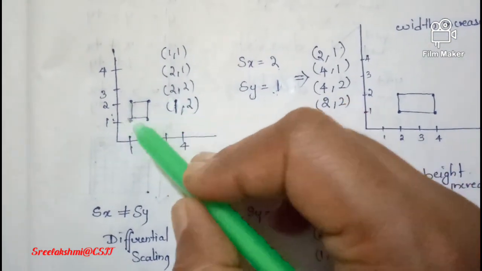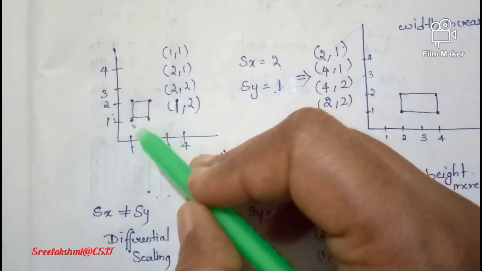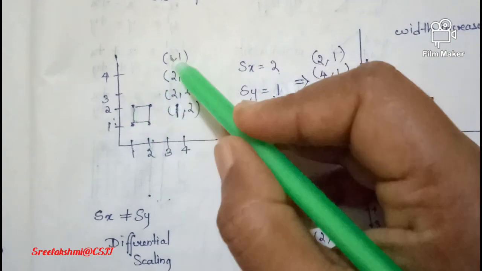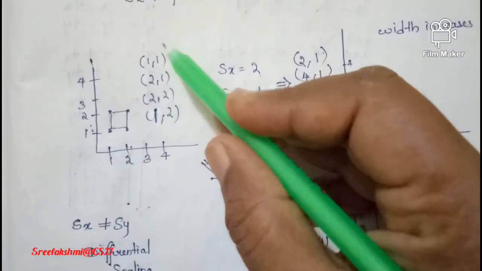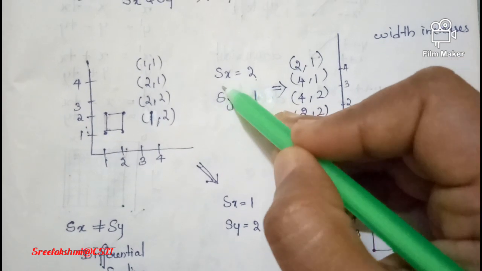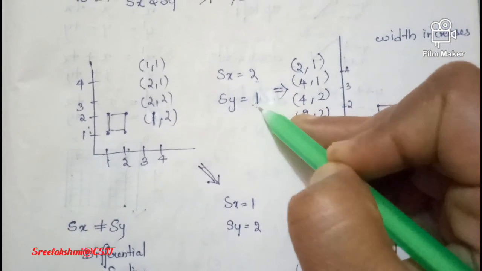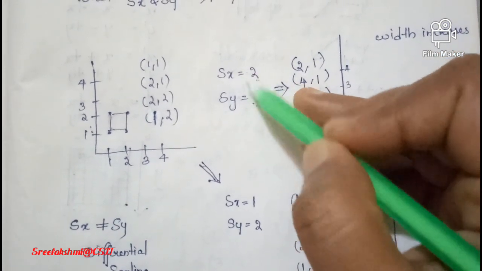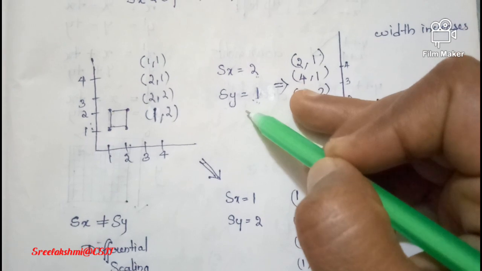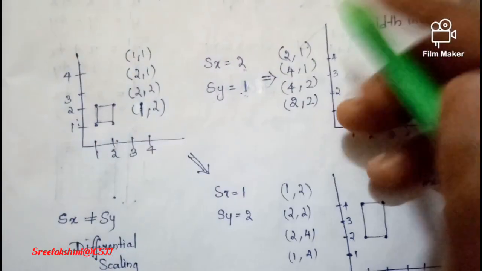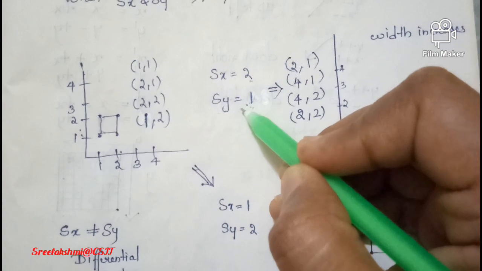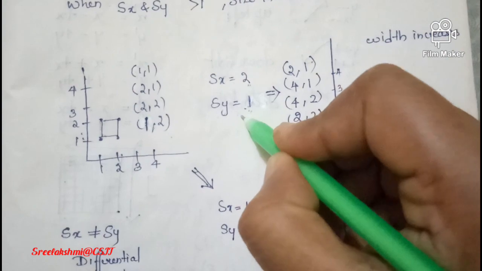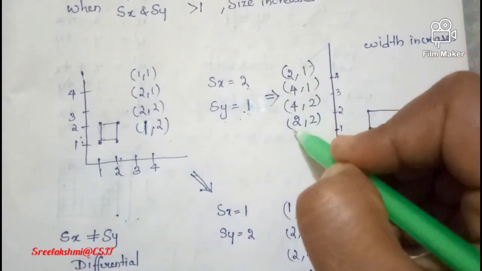where I am plotting a small square and the points of the square are at (1, 1), (2, 1), (2, 2) and (1, 2). These are the initial points. The scaling values are Sx equal to 2 and Sy equal to 1. Remember, values of Sx and Sy are not equal. Now what happens? Using these scaling parameters, I am going to compute the new values. So these are the initial values and these are the scaling values. Using these two things, I am going to compute the new values.